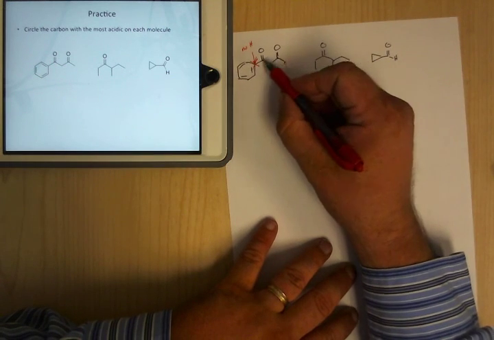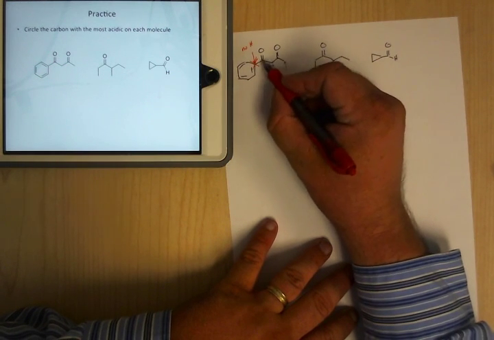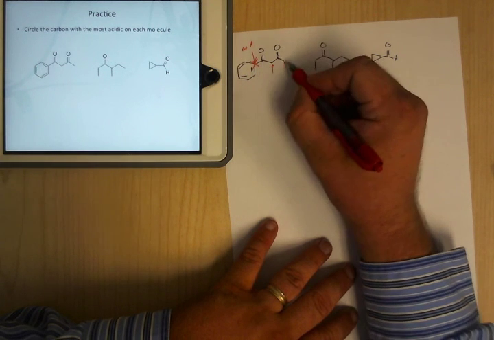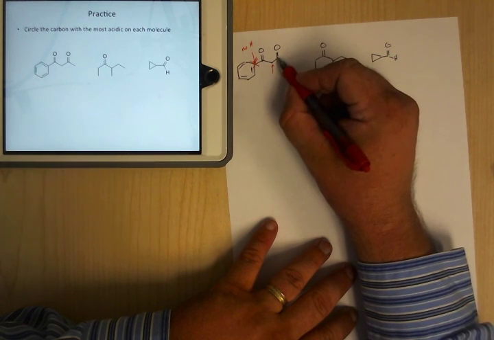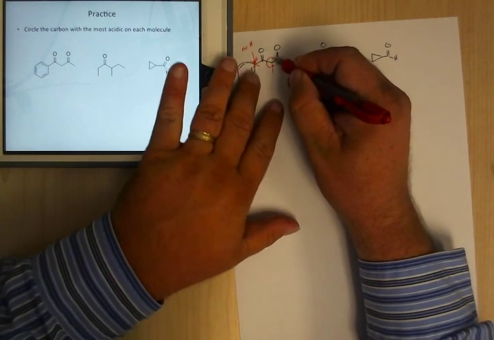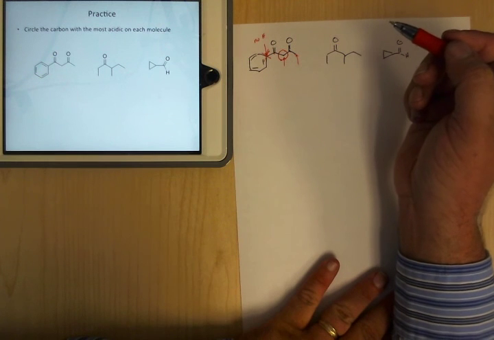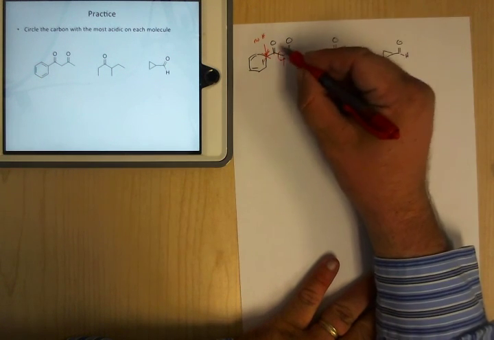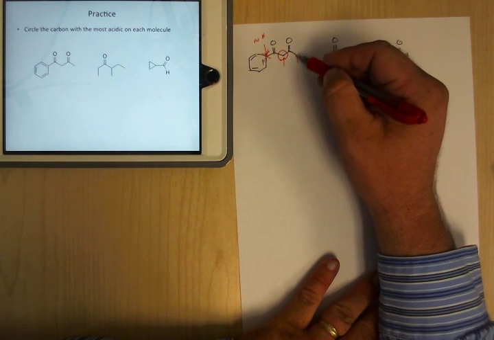So for here, we have it next to 2 double bond O's, on this side and that side. This side, you're only next to 1 double bond O. So that's the first thing you gotta look at. So it's going to be this one here. That carbon's going to have the most acidic hydrogens on it, because it's next to 2 double bond O's instead of just 1.